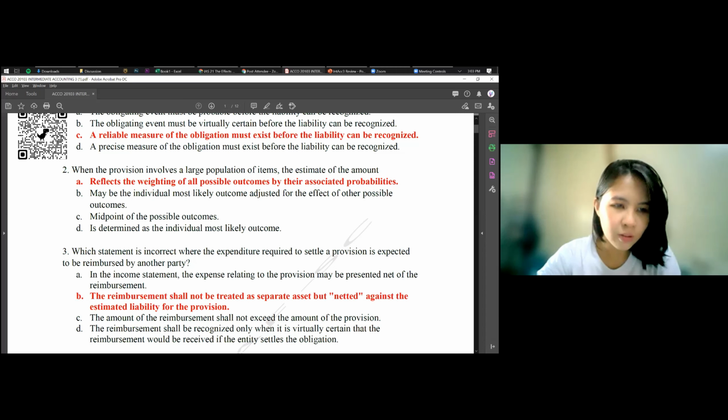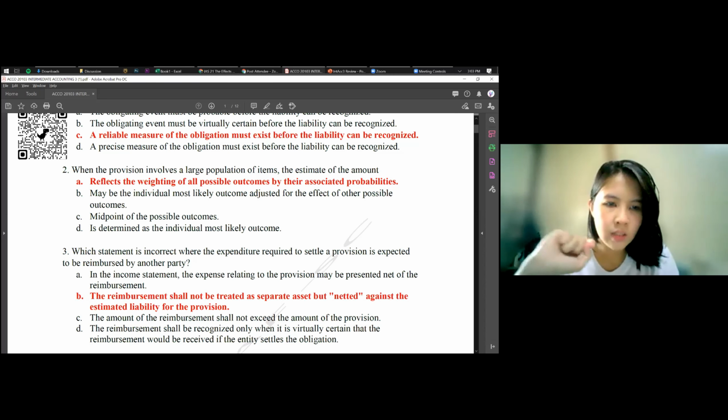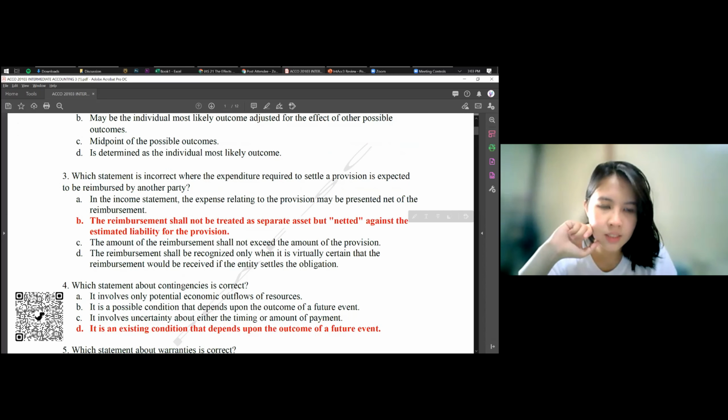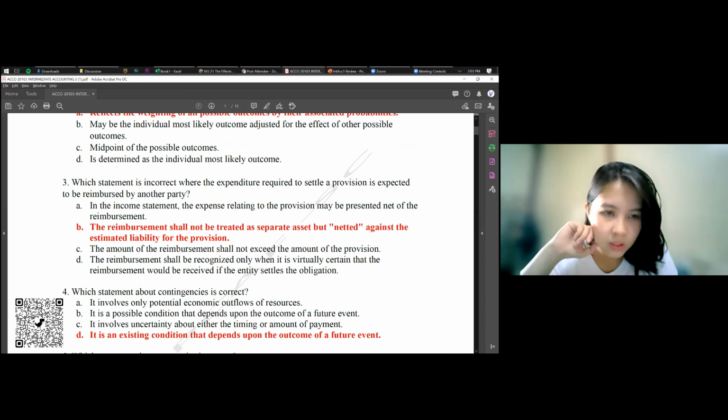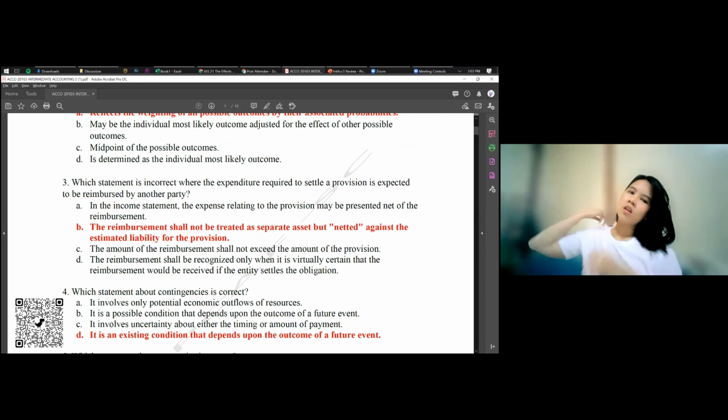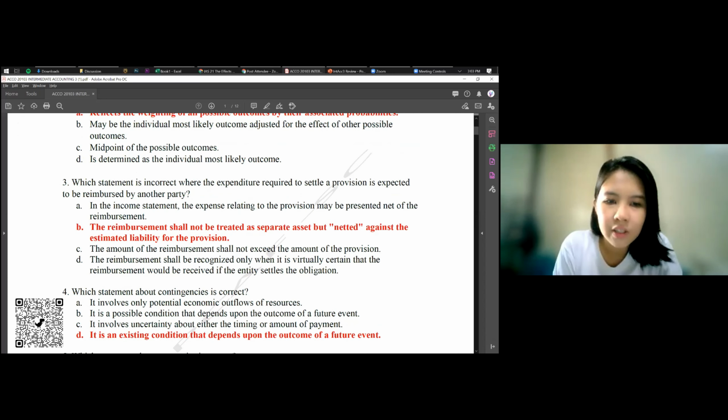For number 4, meron ulit tayong QR code. Yan, may reference tayo. Ang tanong is, which statement about contingencies is correct? So, first, it involves only potential economic outflows of resources. I wouldn't say potential. Never ginamit ang potential sa standard. I think it's possible, right? B is it is a possible condition that depends upon the outcome of future event. Okay. It involves uncertainty about either the timing or amount of payment.